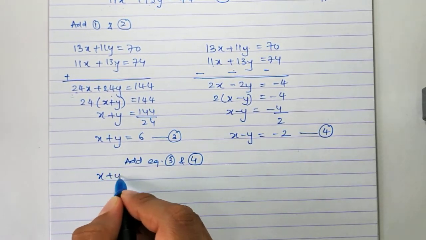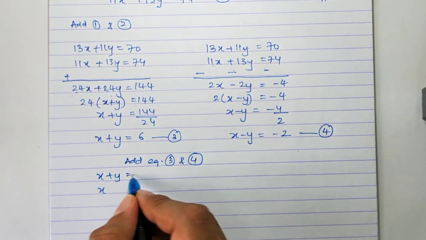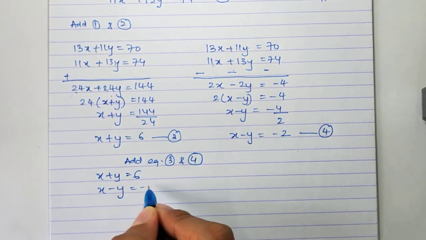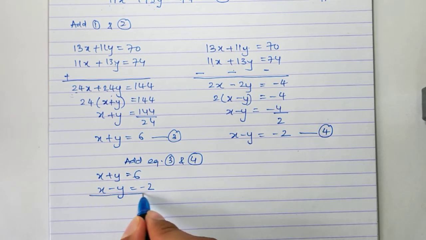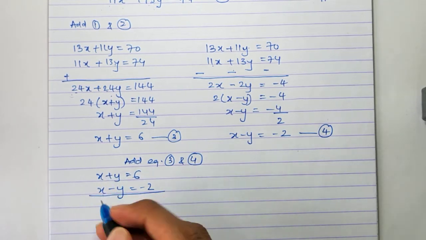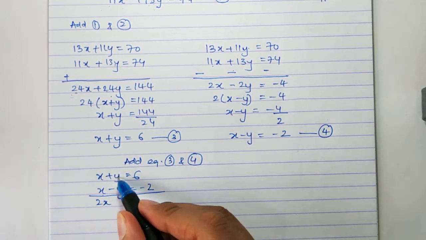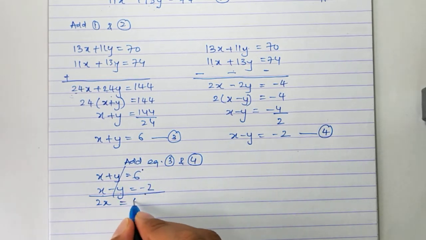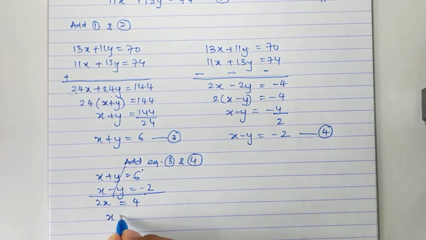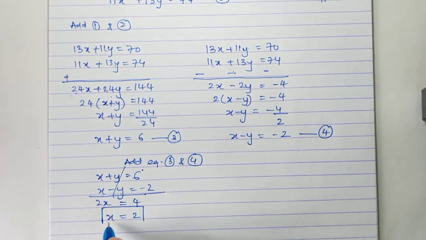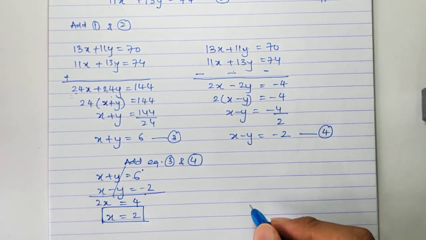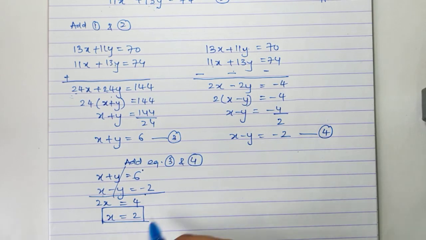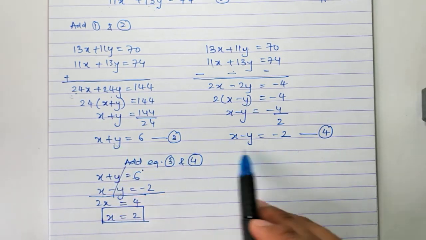So x plus y equals 6 and x minus y equals minus 2. When you add these two equations, x plus x is 2x, minus y plus y will get cancelled, and 6 minus 2 gives 4. So x will be equal to 2. Understood? And once you have x, you can put it in any equation.